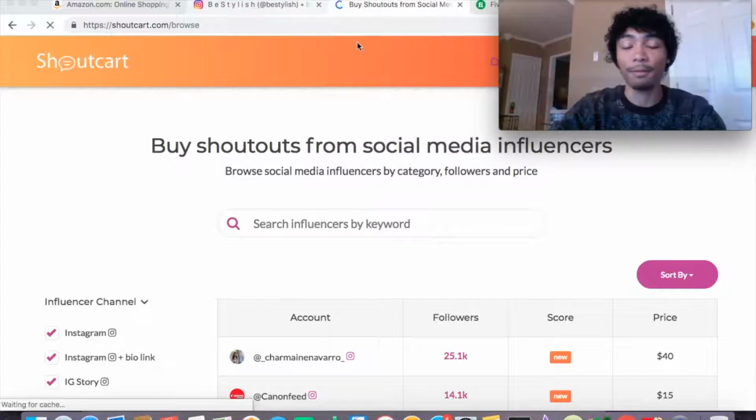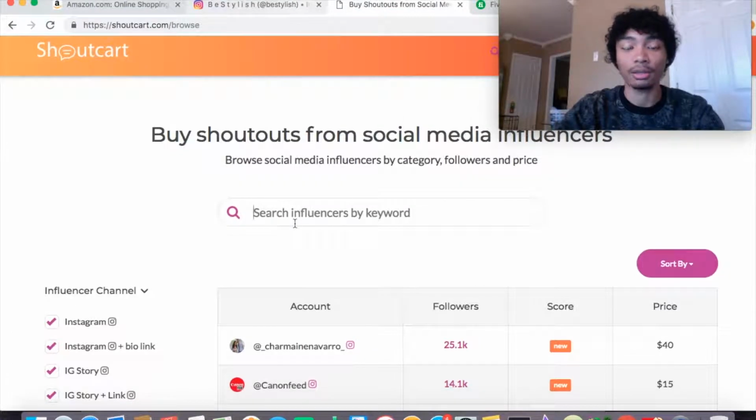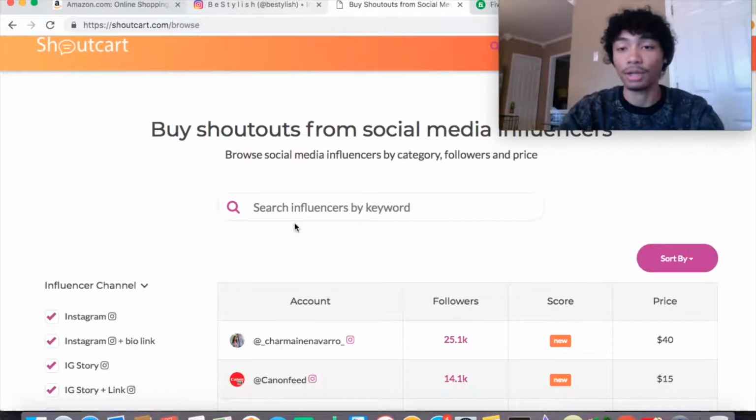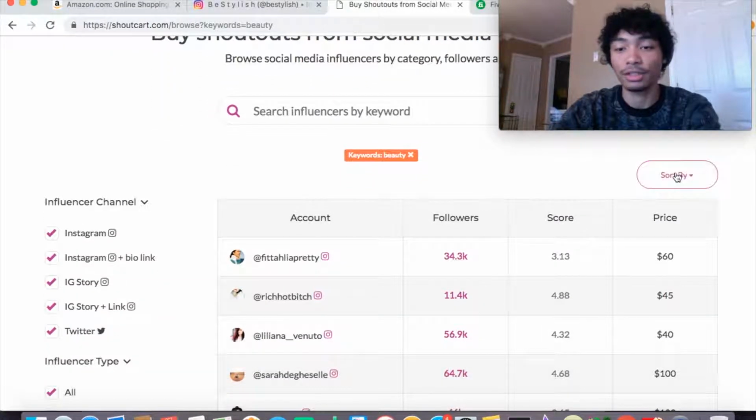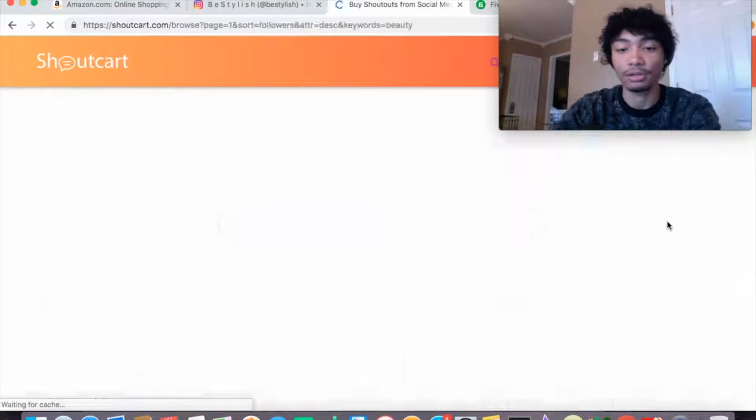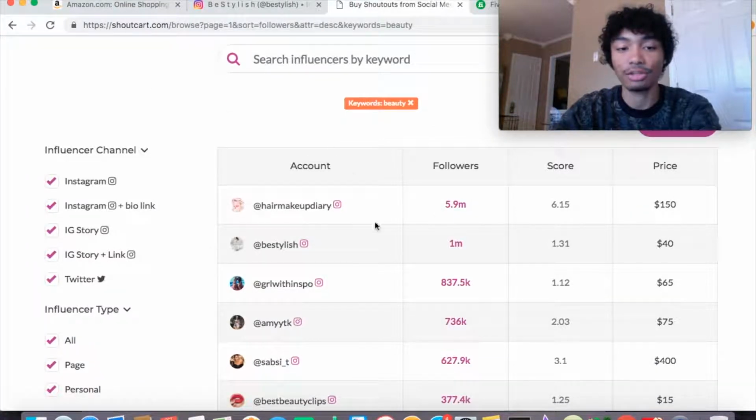Depending on how big these accounts are, their price ranges are going to be different, and the price ranges also vary depending on how long they're going to keep your post up. So let's say we had a beauty product, like jade rollers. The first thing we want to do is search up beauty. Just remember, guys, when you find these accounts, you can sort by followers. As you can tell, this guy right here has 5.9 million followers, and the price to do a shout out is $150.